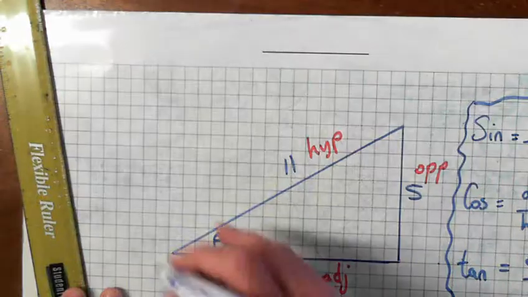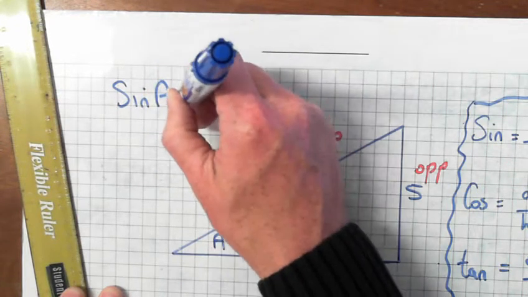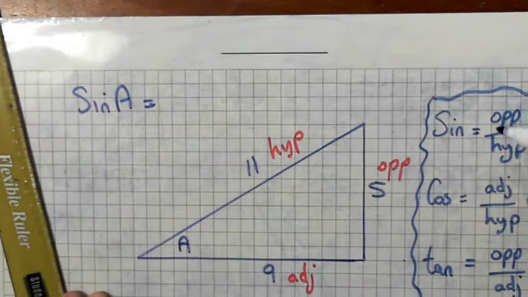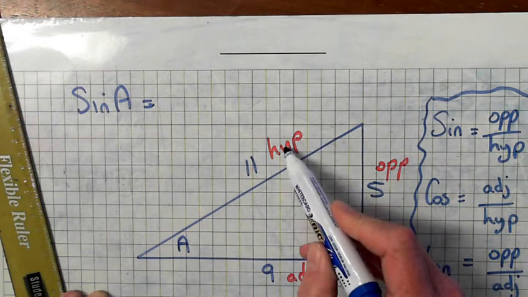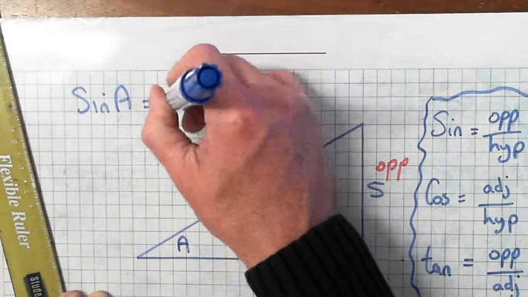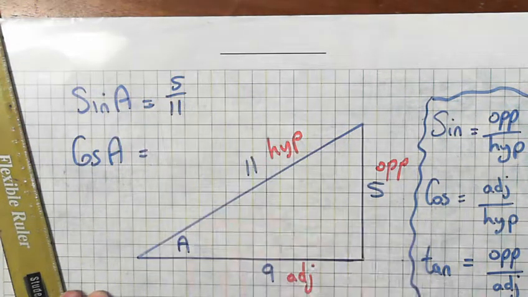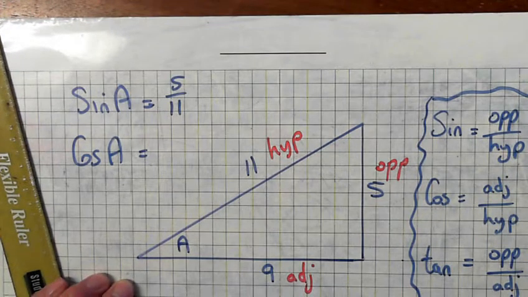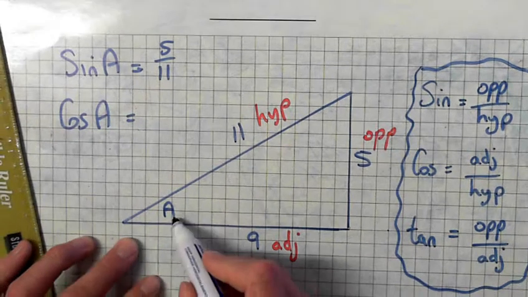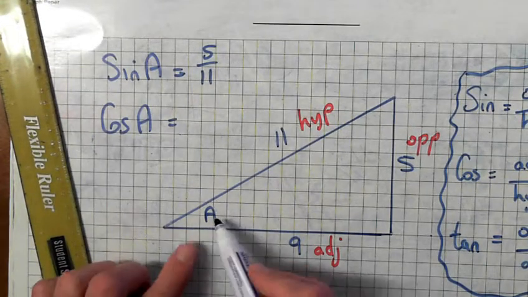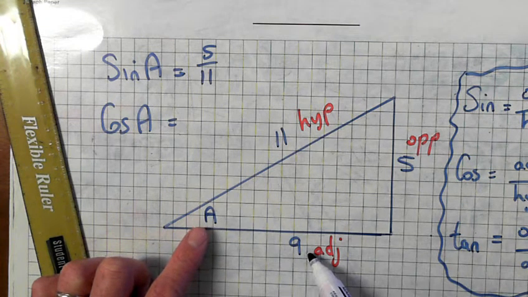We'll write them up here. Sine of A equals? 5 over 11. Well, the rule is sine is opposite over hypotenuse. 5 over 11. Cos of A, you understanding this? The cos of A, what's the rule for cos? Adjacent over hypotenuse. So, what's the cos? Adjacent over 11.